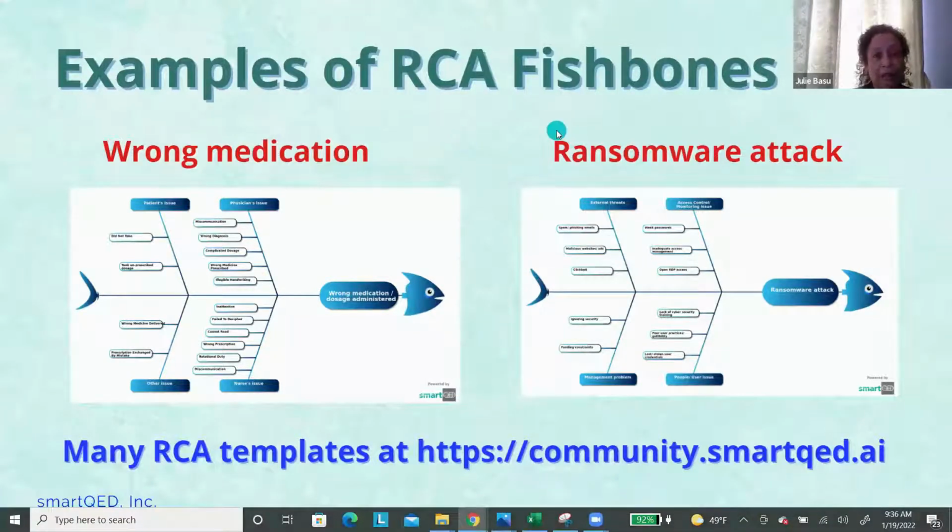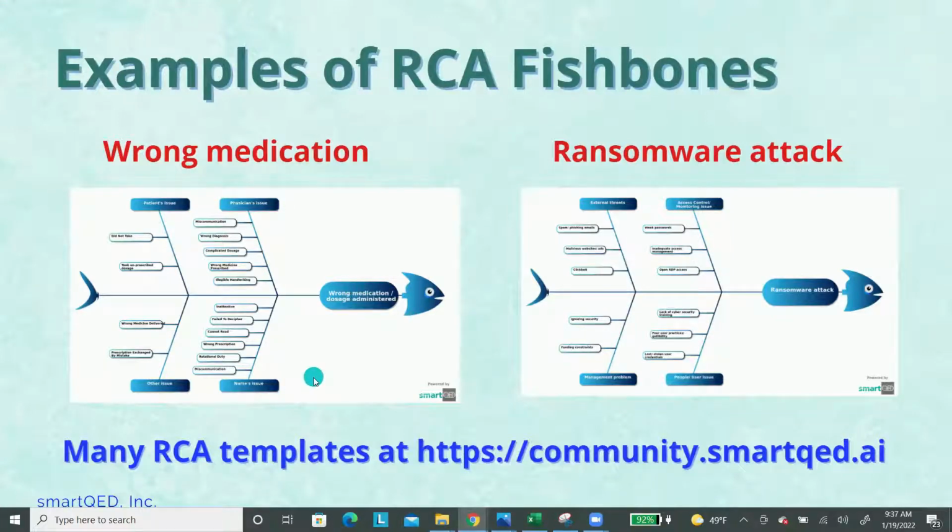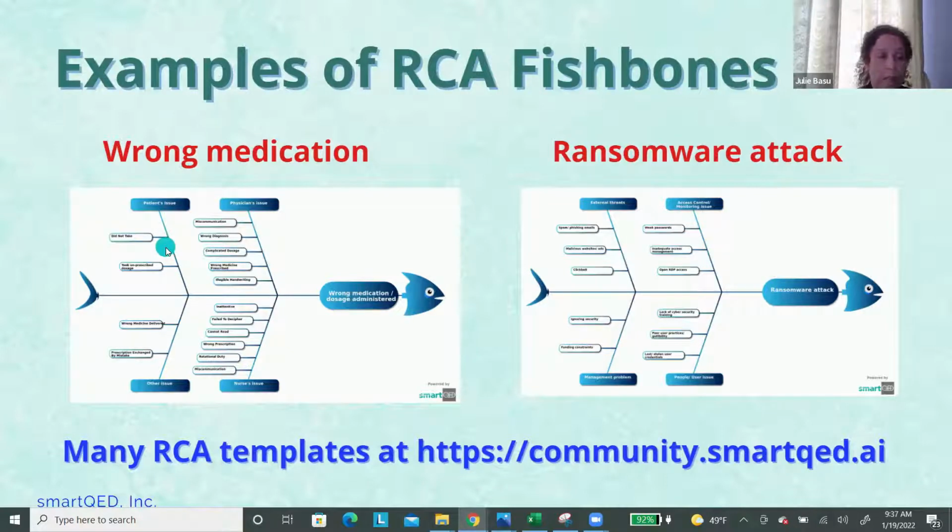So examples of RCA fishbone. I've just given a couple of examples, one from healthcare. Let's say the wrong medication was administered to a patient. It could have been the physician's issue, a wrong diagnosis, maybe an incorrect medication, or it could be a nurse's problem. The patient could have taken a wrong medicine. It happens quite often. And there may be other issues, like the medicine that was delivered was wrong.